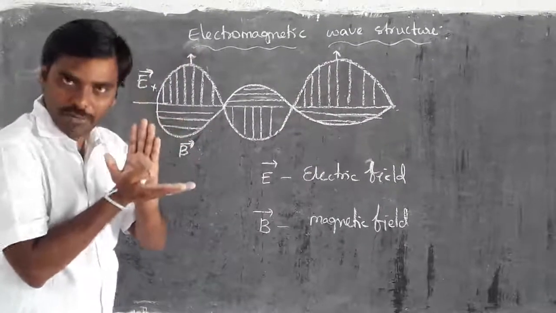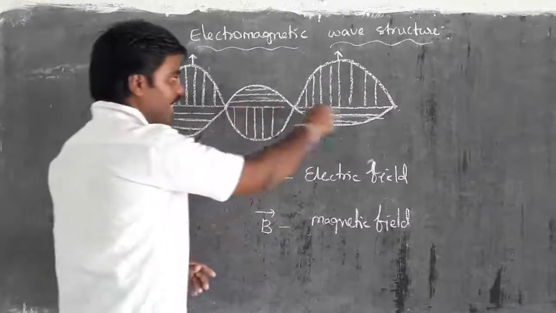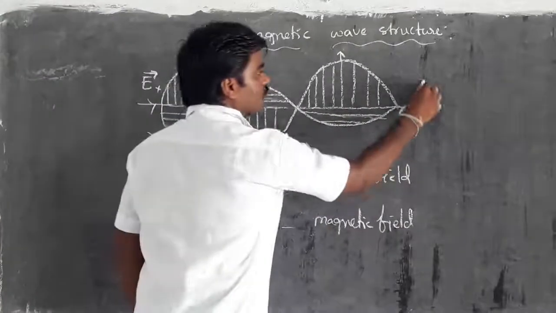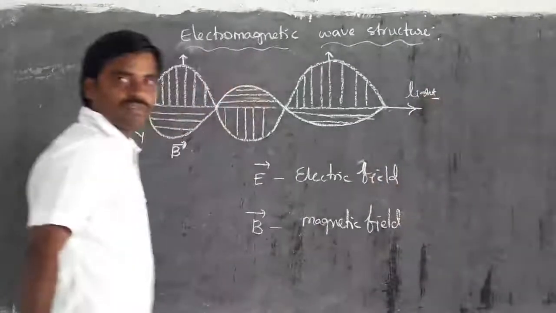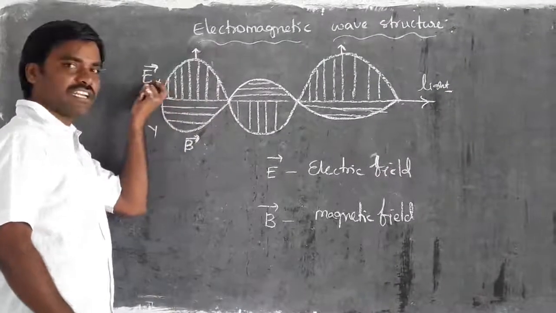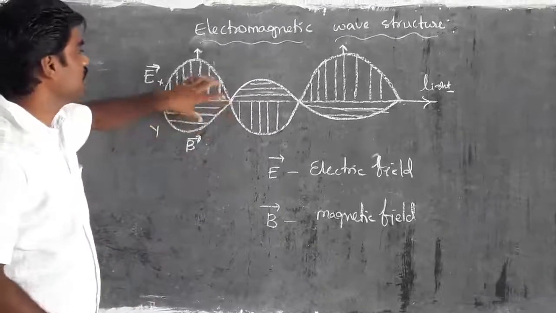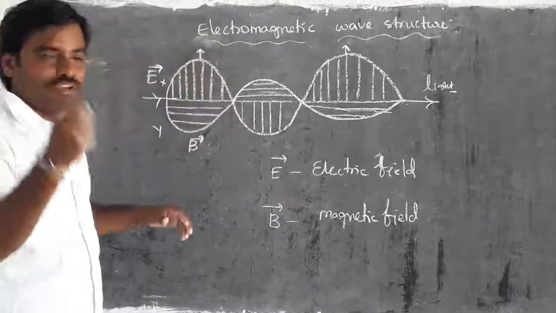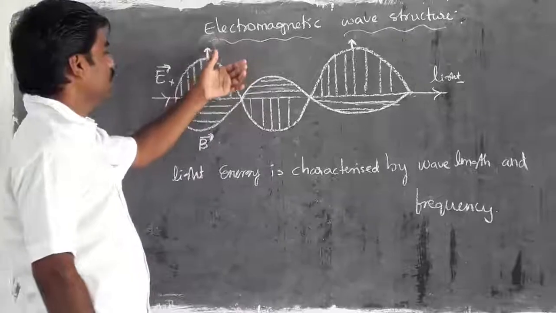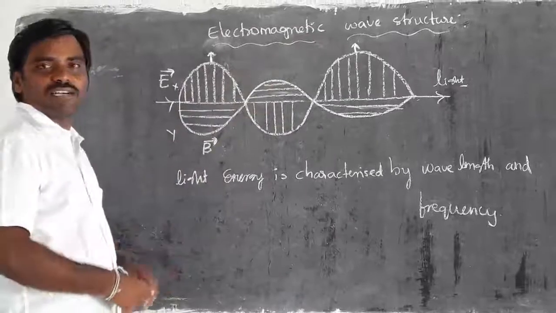So one is on the x-axis, another one is on the y-axis, which means the two are perpendicular. Even though the two are associated along one direction, this particular direction indicates the direction of light. So the direction of light is associated with two fields: one is the electric field, another one is the magnetic field, right? As a result, the light wave is an electromagnetic wave, right? Understood? We are discussing the electromagnetic wave structure.